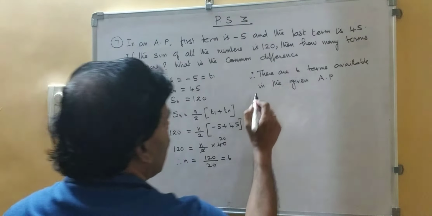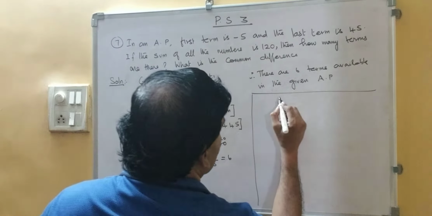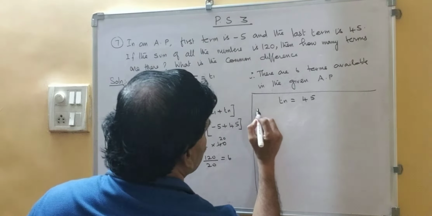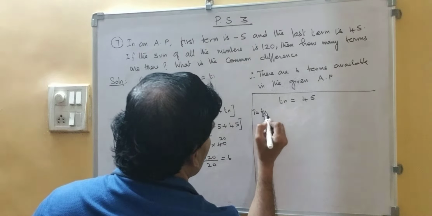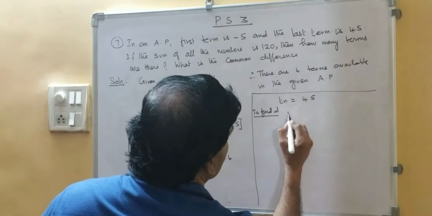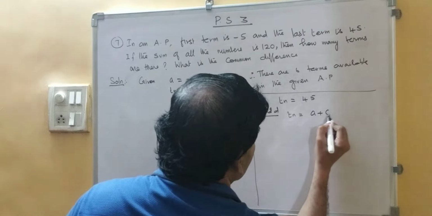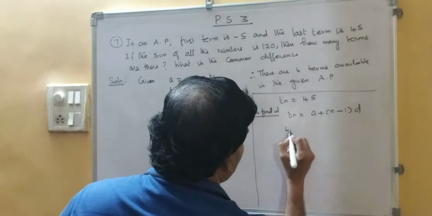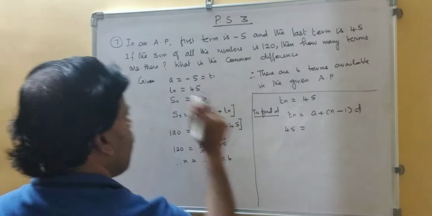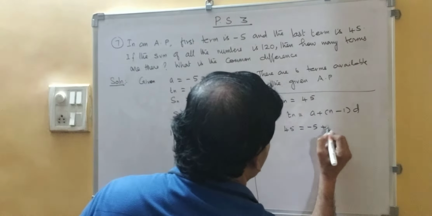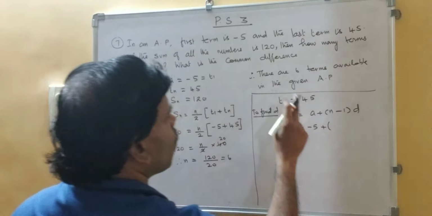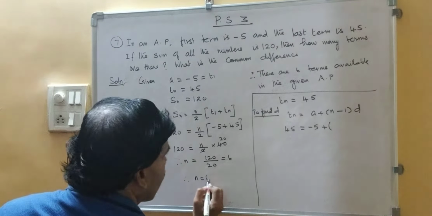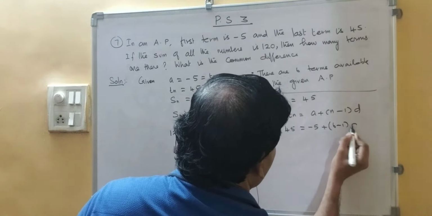Now look at this, Tn is given to you. Tn equal to 45. Now to find d, Tn equal to a plus n minus 1 into d. What is your Tn? 45. What is a? Minus 5, plus n minus 1 into d. How many terms are available? n is equal to 6. Therefore n equal to 6, 6 minus 1 into d.